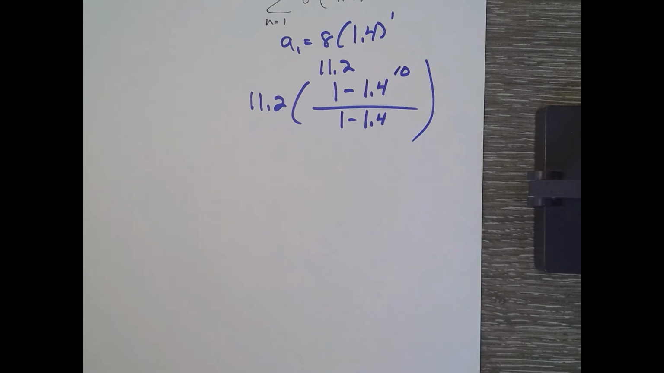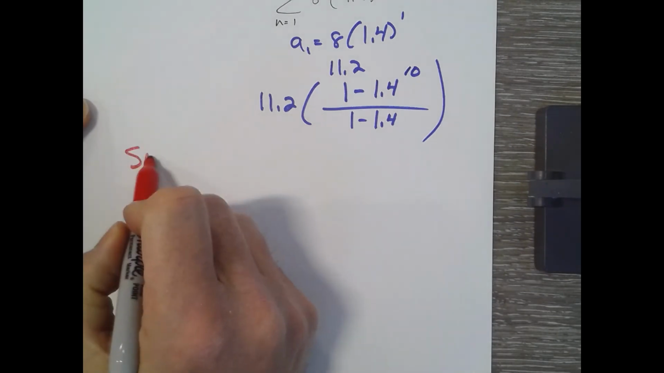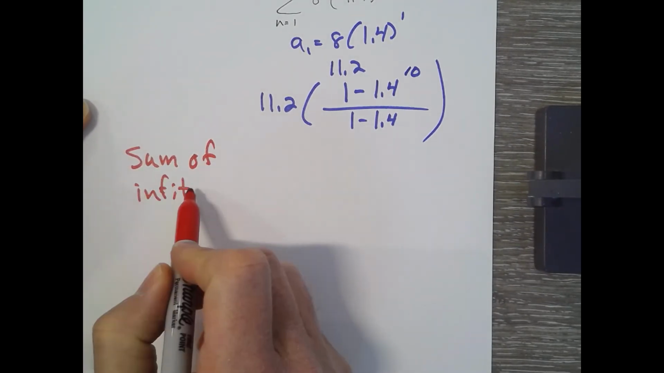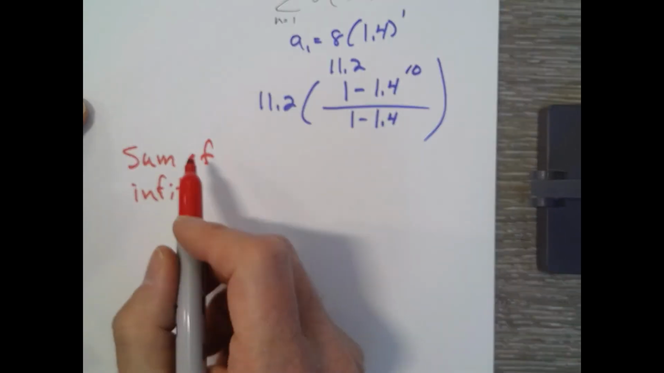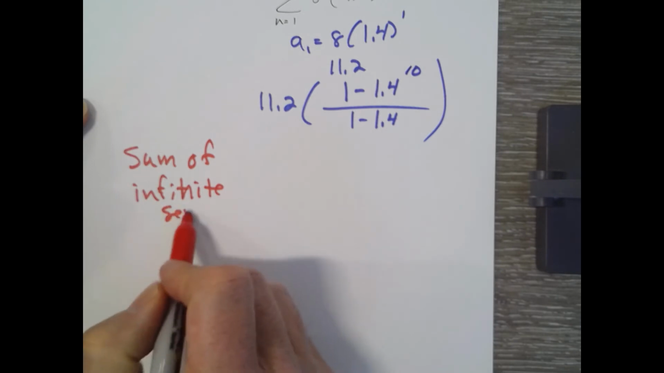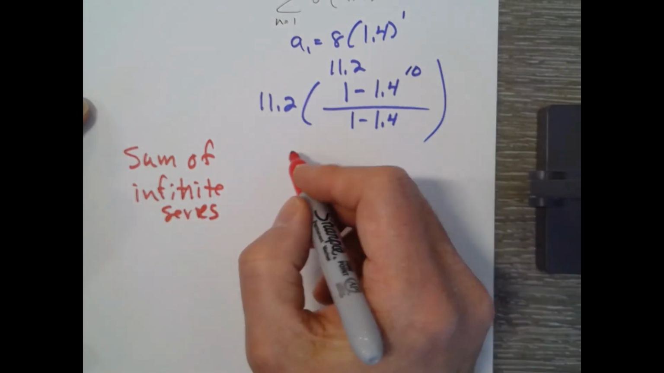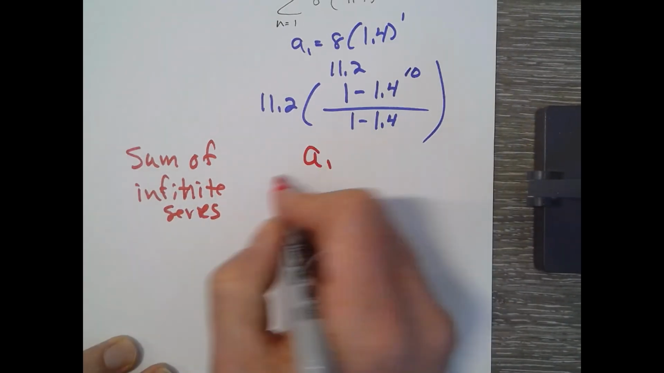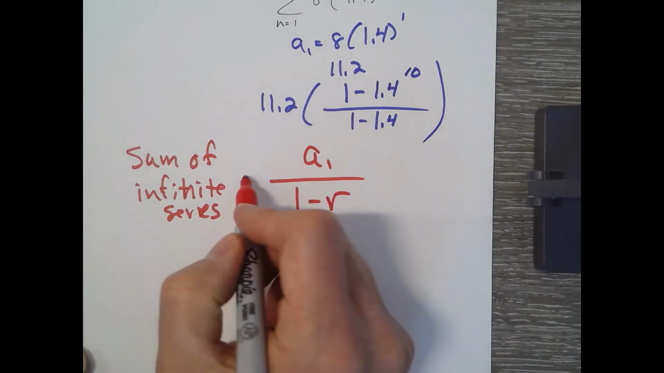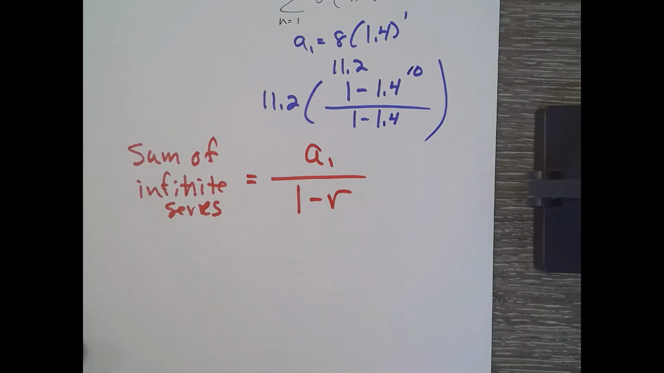Okay, so we'll move on. Sum of a finite or infinite series. These are all in your notes. This one's actually easier. It's the first term over 1 minus r. That's it. That'll add up an infinite amount of terms. The first term over 1 minus r.